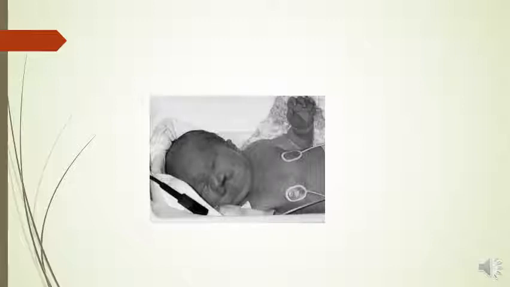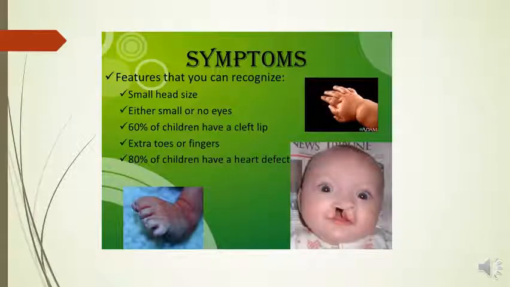This little baby here has polydactyly, if you look closely at the fingers, and has no eyes actually. If you were to try to open up the fissures, there are no eyes there. And the baby has a very deep cleft palate. So the features that you can recognize when a baby with trisomy 13 is born: small head size, either small or no eyes. 60% of the children have a cleft lip, cleft palate, extra toes or fingers, and 80% of the children have a heart defect.